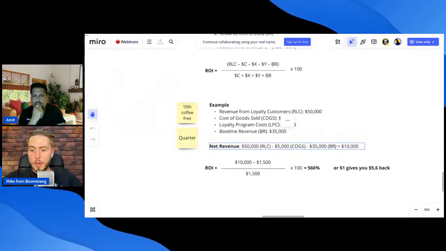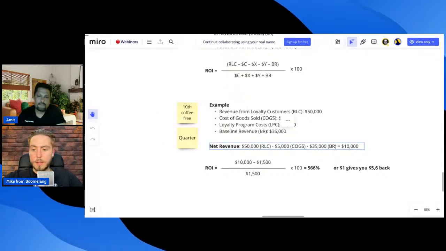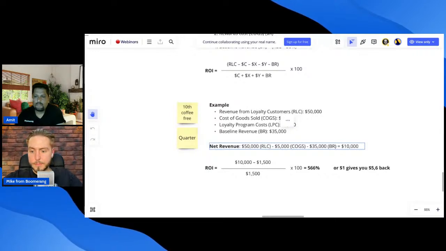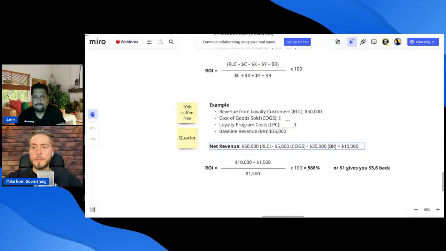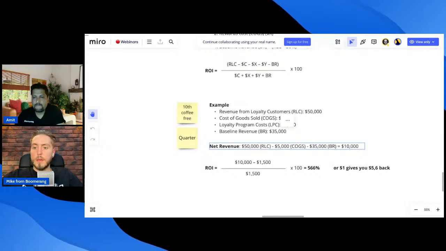If you have any questions about this formula, please ask and let's discuss it more deeply if we need. I think it's pretty straightforward, pretty clear. Yeah, I believe so. Yeah, thank you so much.